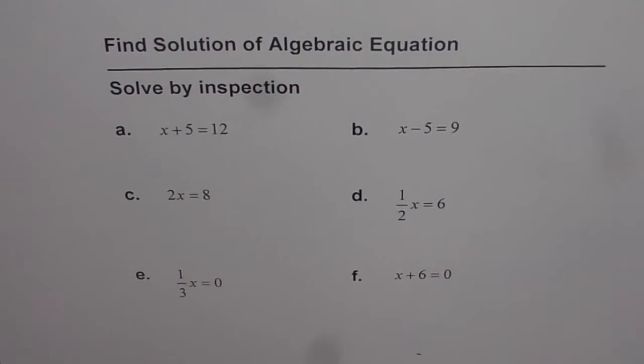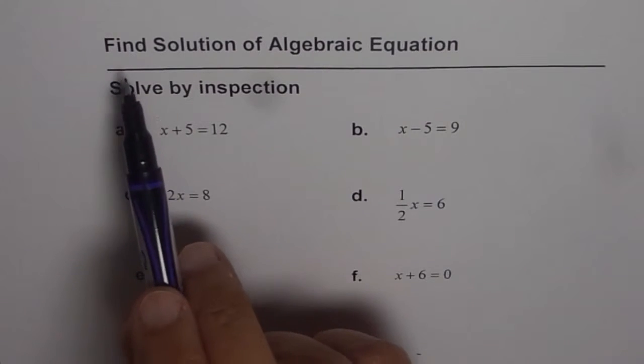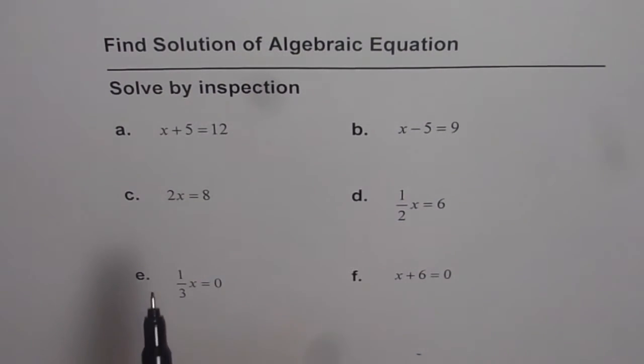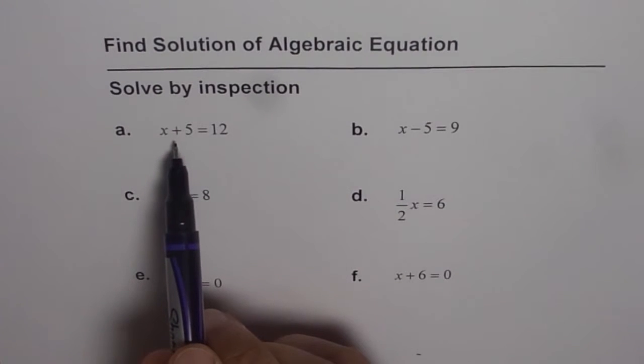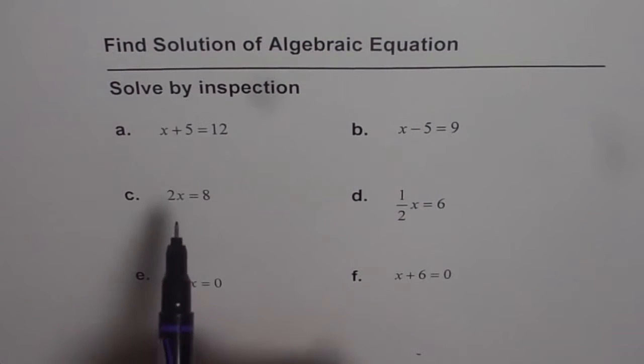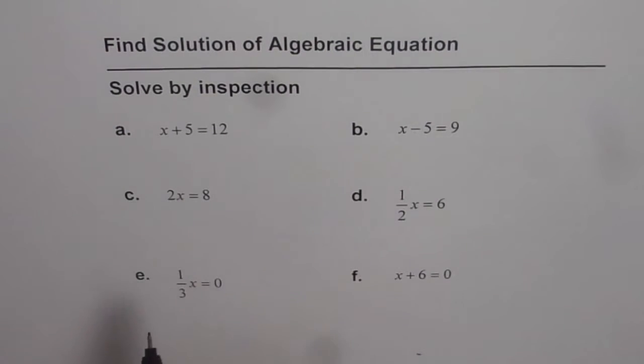So what we have here are all algebraic equations. They have at least one variable and one equal to sign. Now when we say find solution of algebraic equation, it really means we have to make the left side equal to the right side. That is the meaning of finding solution. That means kind of balancing out the two, right?